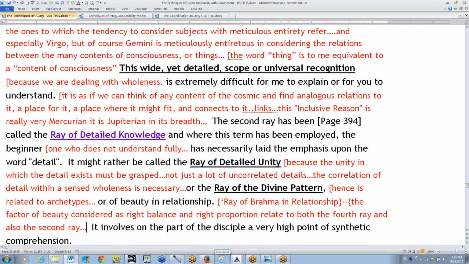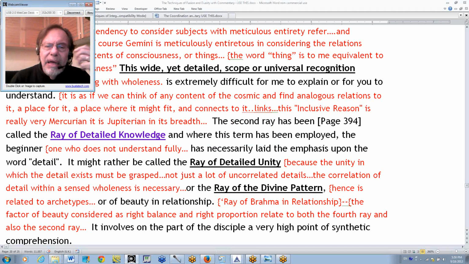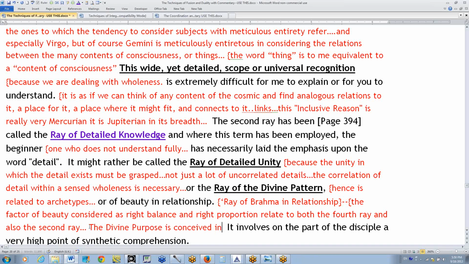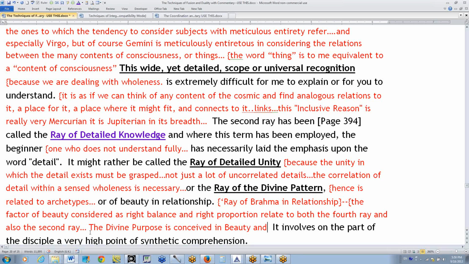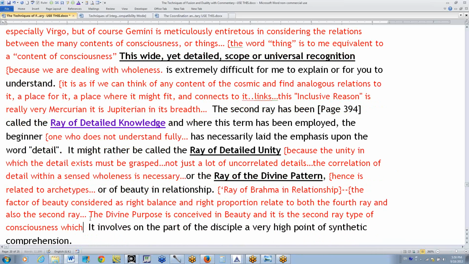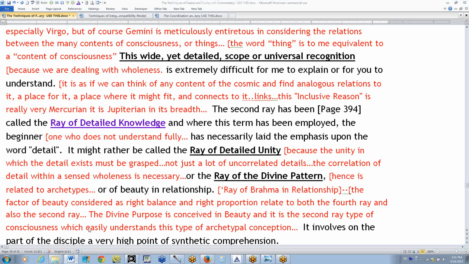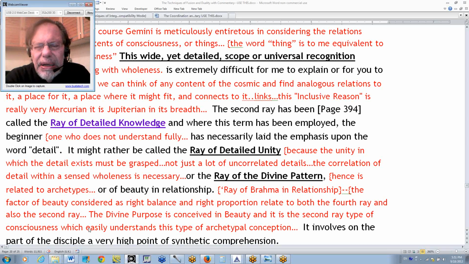So beauty in relationship, in other words, there is a purpose, a design, a plan conceived in beauty. Let's just say the purpose, or the divine purpose, is conceived in beauty, and it is the second ray type of consciousness which easily understands this type of archetypal conception. When God, the planetary logos, whatever creator, meditates, the relations upon which he meditates are related beautifully. All the archetypes are integral to each other, reinforcing of each other, maximizing of each other. So in a beautiful composition, every aspect of it enhances the other aspects.